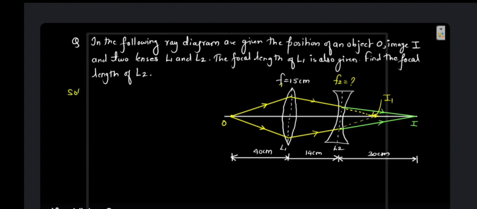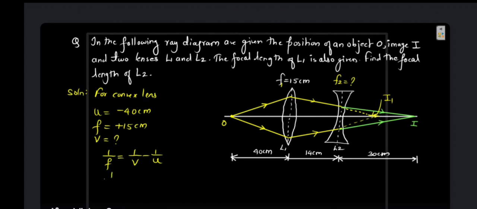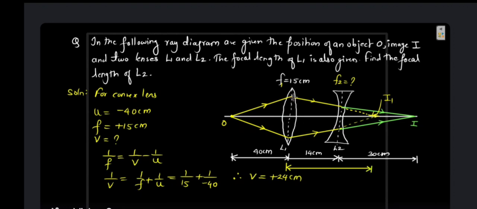So I'll say, for the convex lens, the object distance is negative, so U is minus 40 centimeter. Focal length of convex lens is positive, so plus 15 centimeter. V I can find out from here. So 1 upon f is equal to 1 upon v minus 1 upon u. So 1 upon v is equal to 1 upon f plus 1 upon u. So from here I'll get 1 upon 15 plus 1 upon minus 40. So from here I can get V is equal to plus 24 centimeter. That means this distance from the lens to this image I1 formed by the convex lens is going to be equal to 24 centimeters.